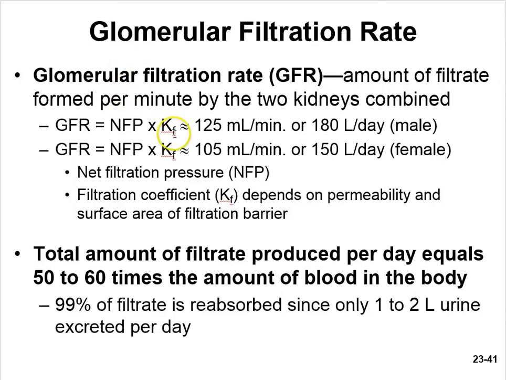So then we have our equation here, NFP times the filtration coefficient. For men, that's 125 milliliters per minute, and it'd be 180 liters per day. That is a big number. For females, it's 150 liters per day. The total amount of filtrate produced per day equals 50 to 60 times the amount of blood in the body. So 99% of that filtrate is reabsorbed.